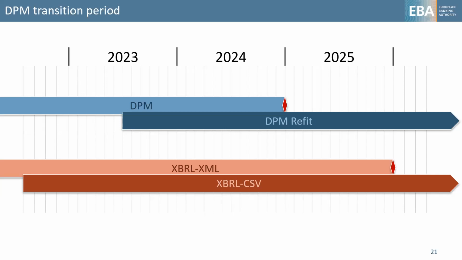There is a parallel thing going on with the XBRL. I'm not going to address this specifically, but as you also know, we are moving from the current XBRL XML based data exchange format to XBRL CSV, which has a huge number of advantages. The transition for this is a bit longer, and currently we have defined that the cutoff date should be December 2025.